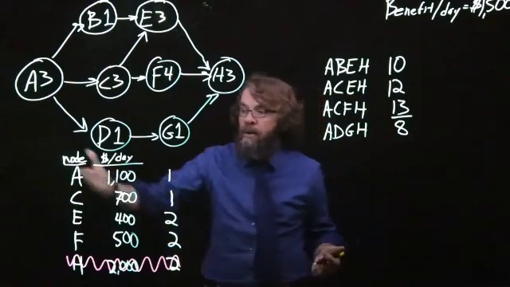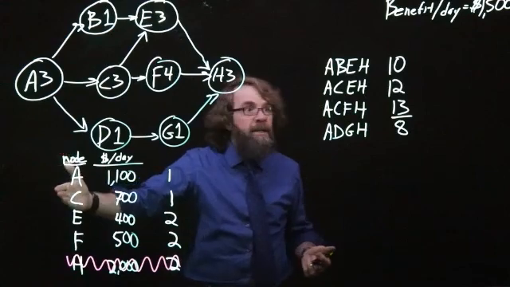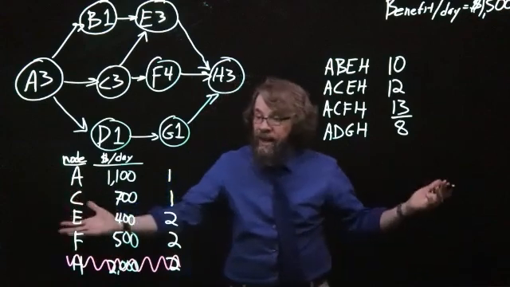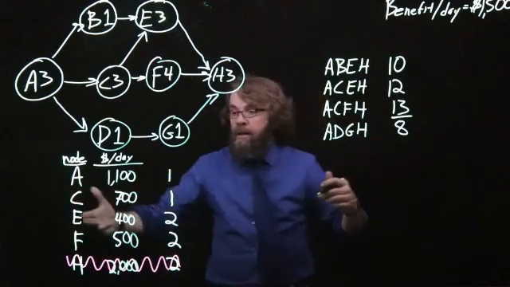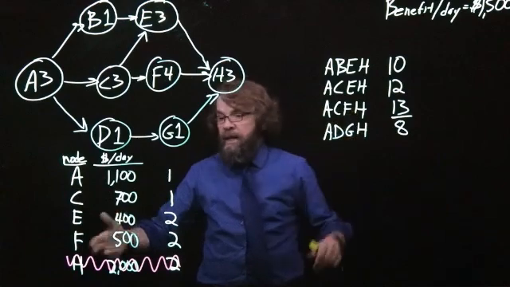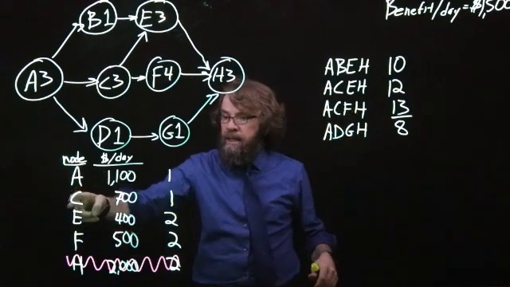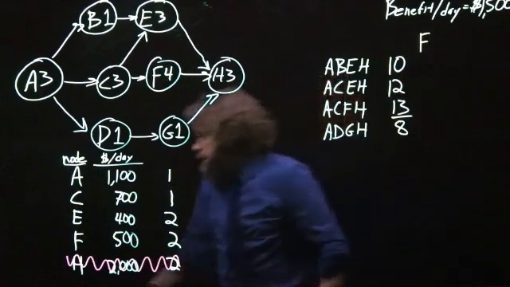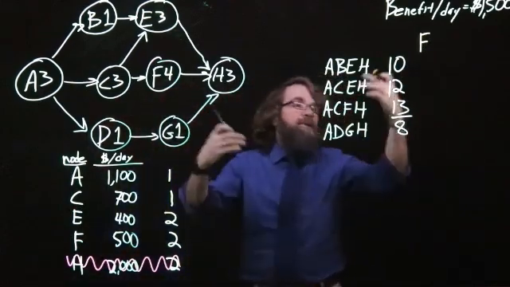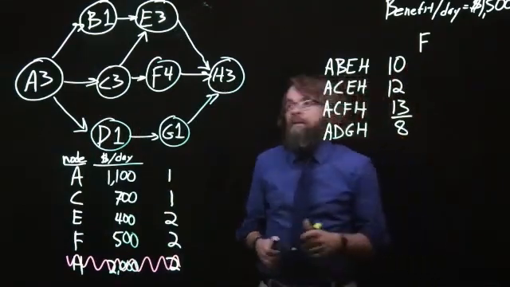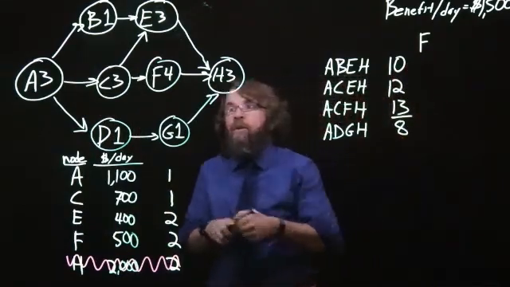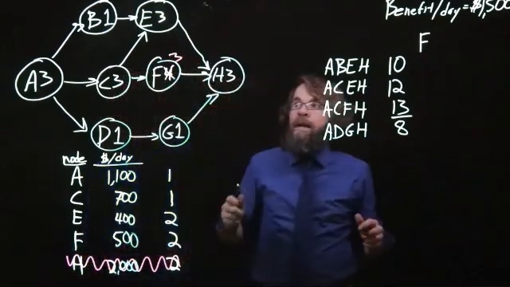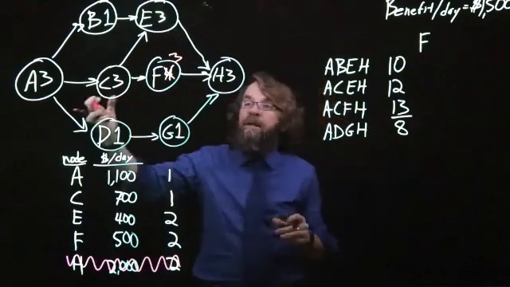Okay, so A would cost $1,100, C would cost $700, F would cost $500, H, not an option. So of those, A, C, F, F is the cheapest. So I'm going to write an F here, so I can keep track of this will be the new time that everything takes once I've crashed F. So F goes down to 3 days.